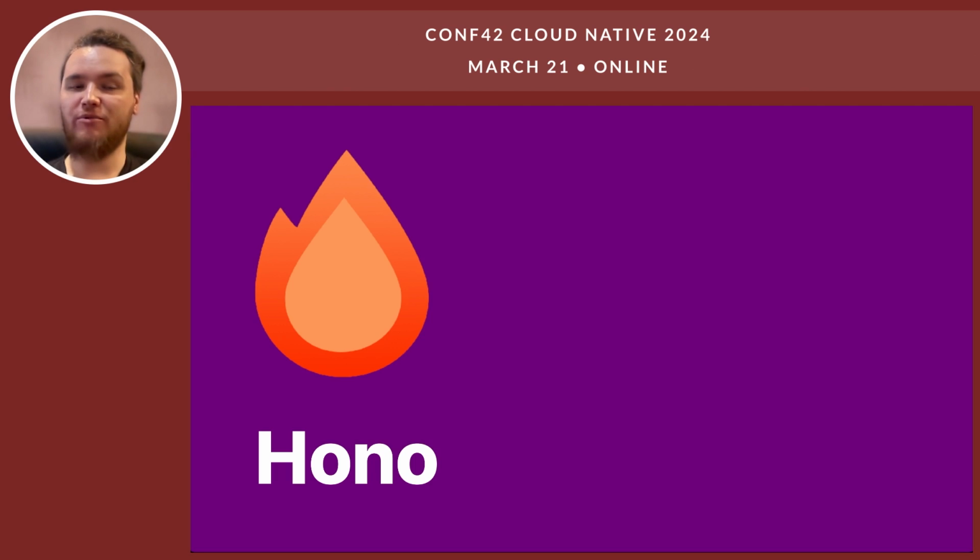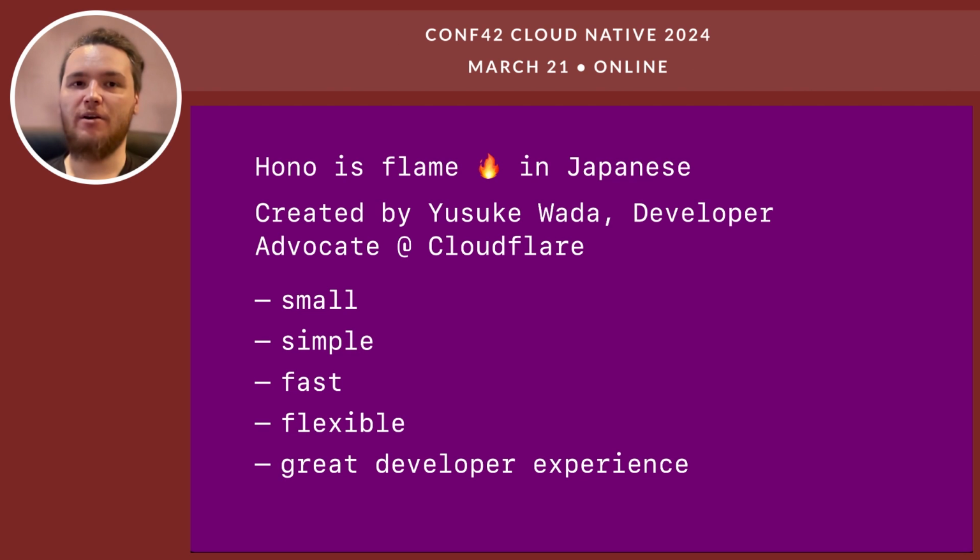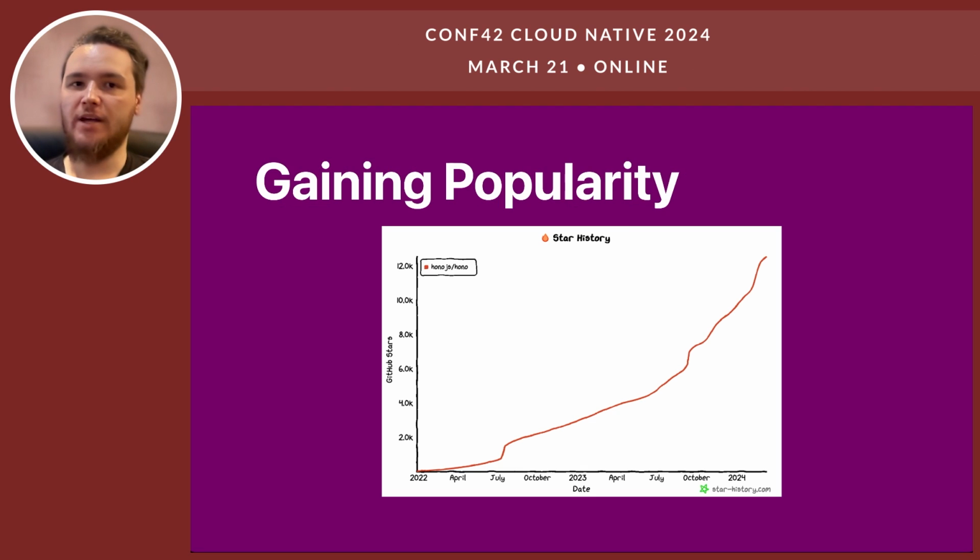Let's switch to Hono. Hono is a new web framework built on the latest web standard APIs. That's how it's able to run on multiple runtimes and on multiple cloud services. Hono means flame in Japanese. It was created by Yusuke Wada, a developer advocate at Cloudflare. And we've been talking about its flexibility, but it's actually very simple. It's small, it's fast, and it provides just a fantastic developer experience overall. It's been gaining a lot of popularity, and I think that's because so many developers are finding out about it and starting to migrate their projects to Hono and developing new projects with Hono.